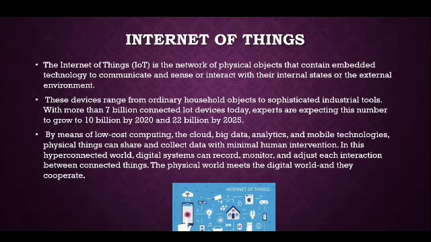And Internet of Things. What is Internet of Things? Internet of Things is a network of physical objects that contain embedded technology to communicate and sense or interact with their internal states or the external environment. In simple words, Internet of Things is a connection of electronic devices or components with the internet to do a specific function. These devices range from ordinary household objects to sophisticated industrial tools.